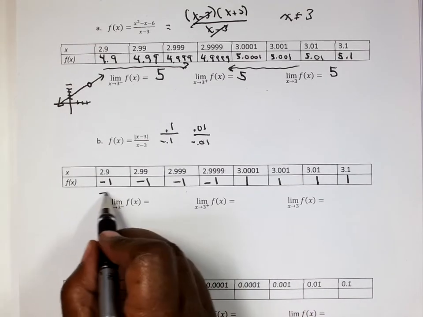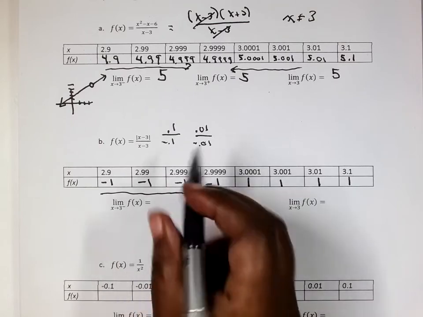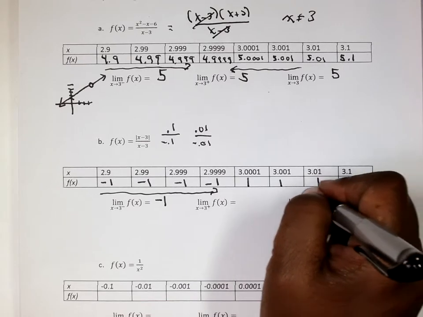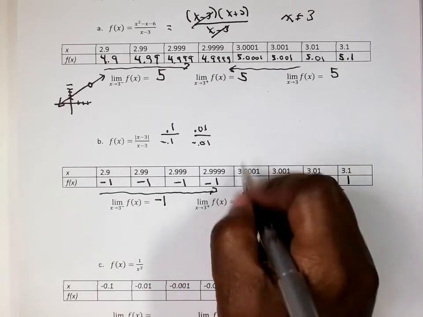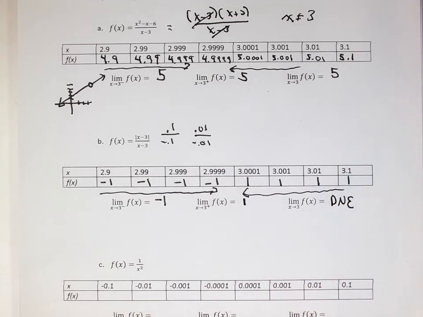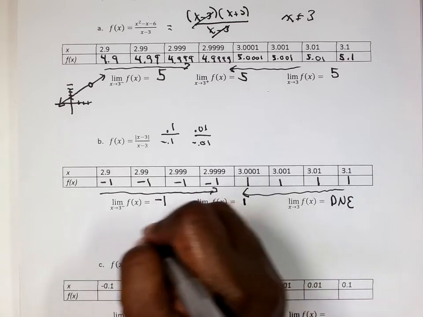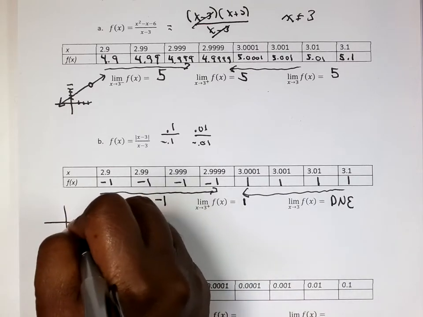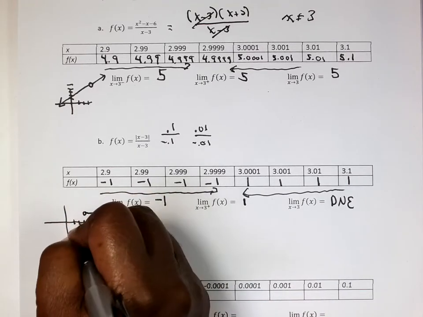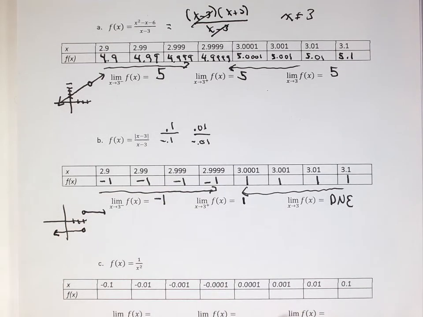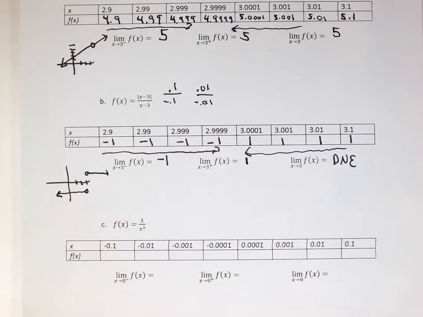So as I approach it from the left side, what values am I going to? Well, those are all negative 1. As I approach it from the right side, those values are all 1. So because it's different approaching it from the left side and the right side, this limit does not exist. And that's what the graph would look like. So I'm going to 2 completely different values, so therefore the limit does not exist.